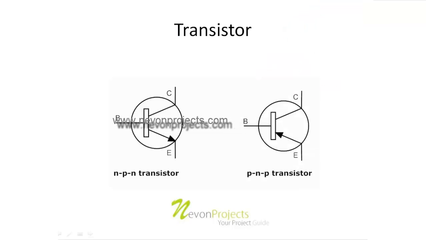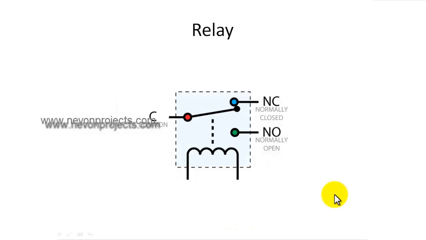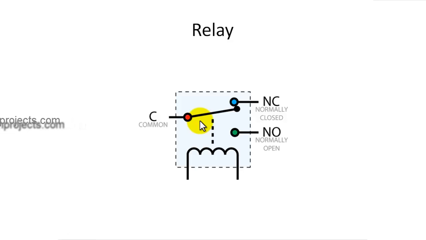So this was the transistor section. Now let us move on to the next section, that is relay. Now relays are electromagnetic devices which can work like a switch, like a single pole double throw switch, according to the supply given to its coil.